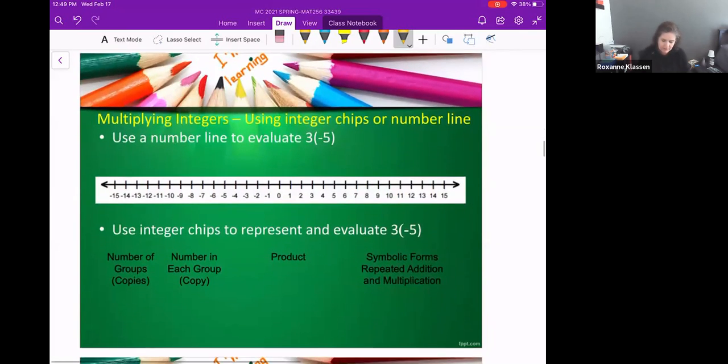Now, what about if we're doing 3 times negative 5? Can you fill that in? 3 times negative 5. Fill in your number line and fill in your integer chips. So think of how many copies and what is the size of the copy.